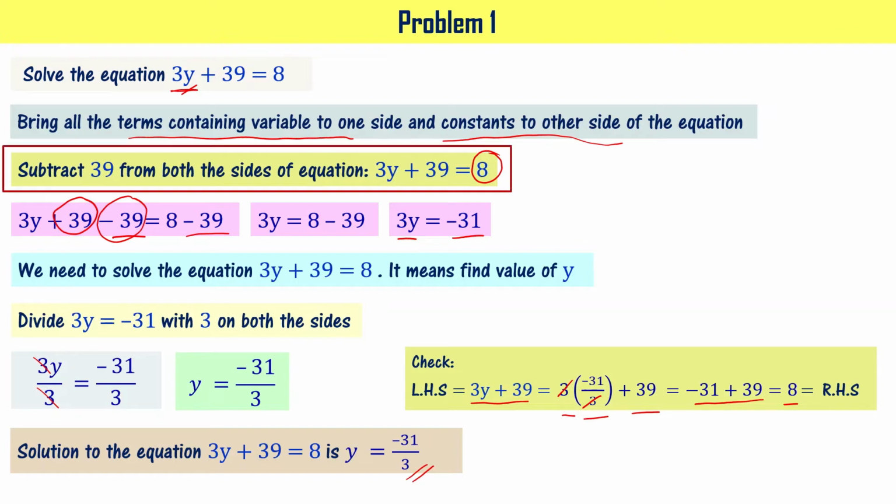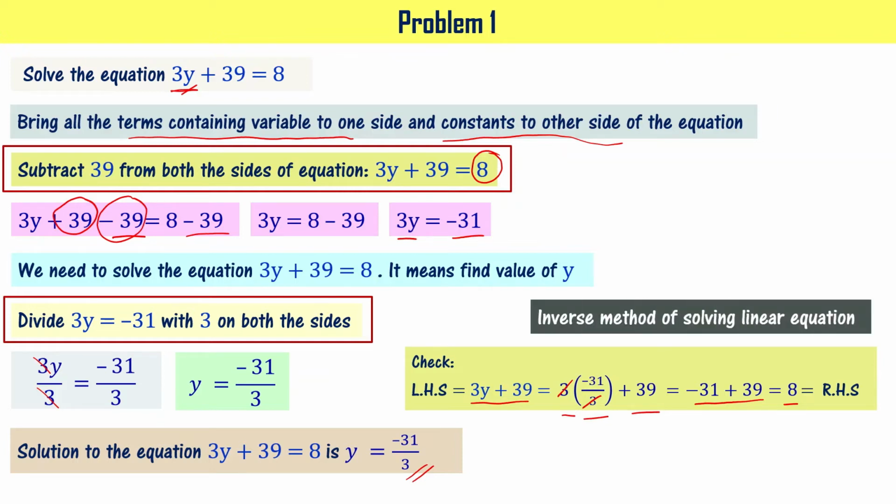Now let's observe these two statements. The first statement I said here is subtract 39 from both the sides of the equation. And the second statement I said divide both the sides of the equation by number 3. This particular approach is called the inverse method of solving linear equation. Let's try to understand what it means by inverse method of solving linear equation.